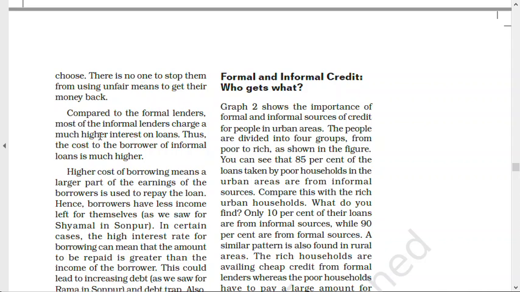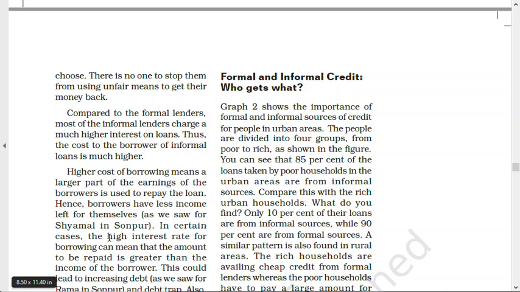Compared to the formal lenders, most of the informal lenders charge a much higher rate of interest. Thus, the cost to the borrower of an informal loan is much higher. So, suppose you have to write about the informal sector, this paragraph you can write down. Okay, and let's say the advantages and disadvantages of the formal sector or informal sector, these are the things. Higher cost of borrowing means a large part of the earning of the borrower is used to repay the loan. Hence, the borrower has less income left for themselves.